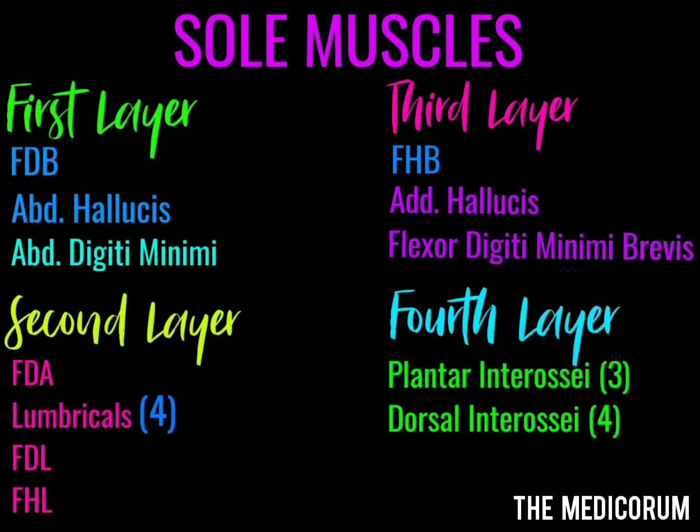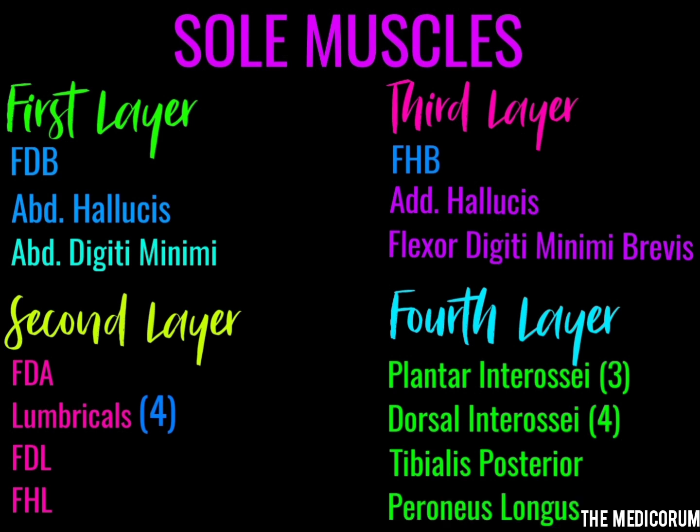In the second layer, we saw the tendons of the FDL and FHL. Similarly, in the fourth layer, we will not have some new muscles. We will have the tendons of some of the muscles of the leg. And those muscles will be tibialis posterior and peroneus longus. This is how you will compare all the muscles of each layer and remember it very easily.